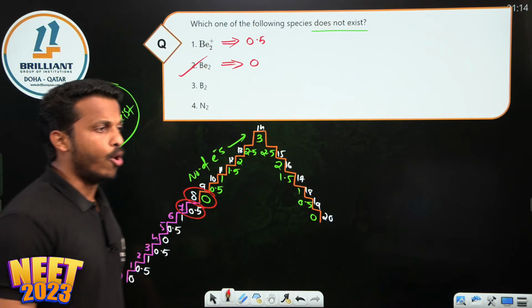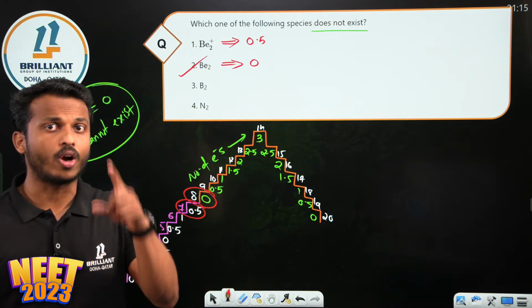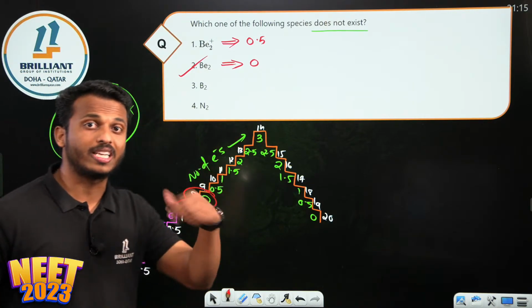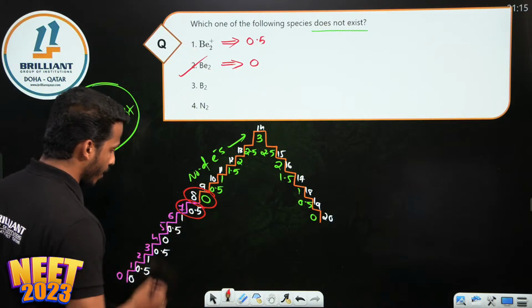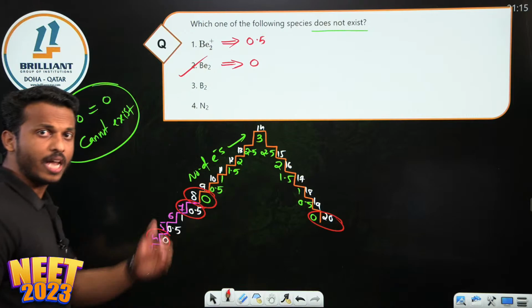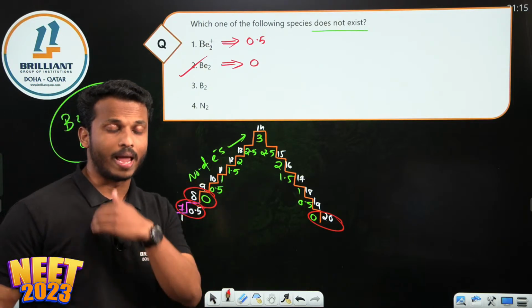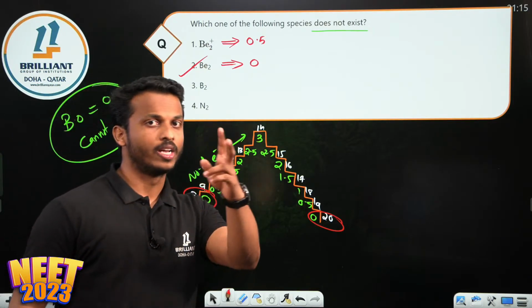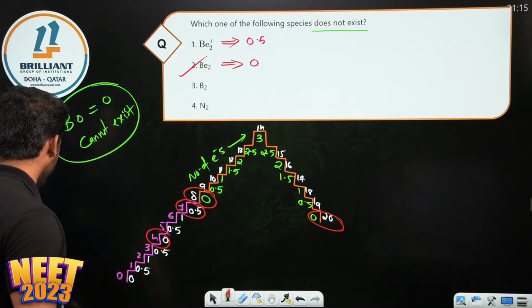Careful all of you. Bond order 0 means the molecule cannot exist. So in which systems is the bond order 0? 8 electron, 4 electron, then which one? 20 electron. If these kinds of electron systems are given, you can blindly write that their bond order is 0. Okay, so the answer is option 2.